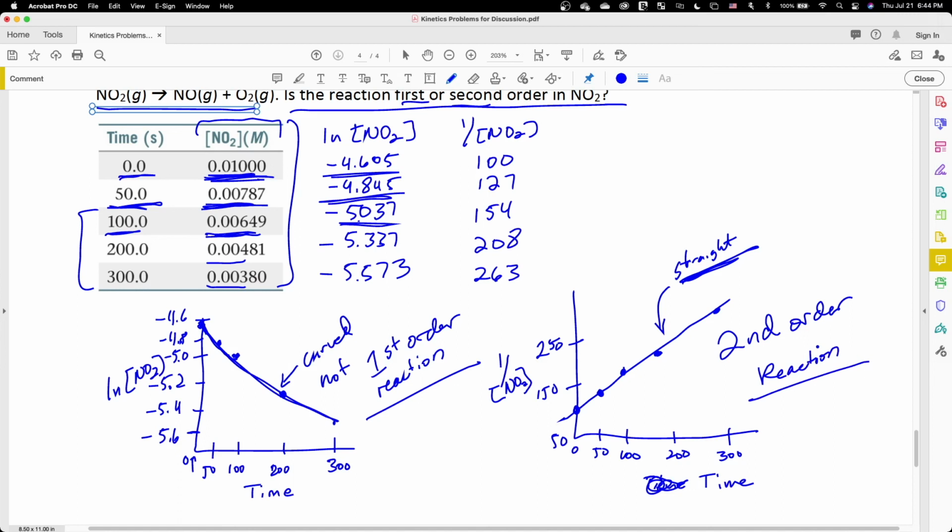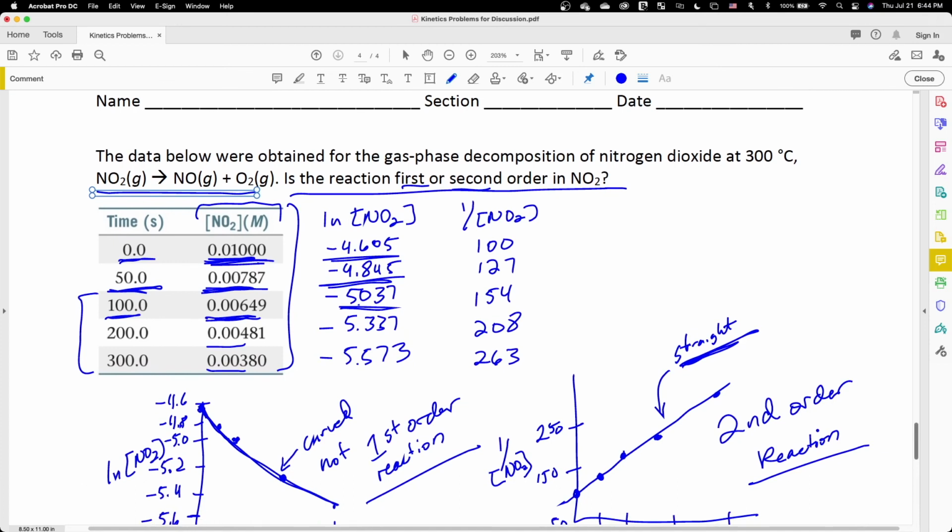And that's your answer. Is the reaction of NO2 becoming NO and oxygen a first order or second order reaction? It's a second order reaction. How do we know? Because when we plotted the 1 over the NO2 concentrations, we get a straight line.